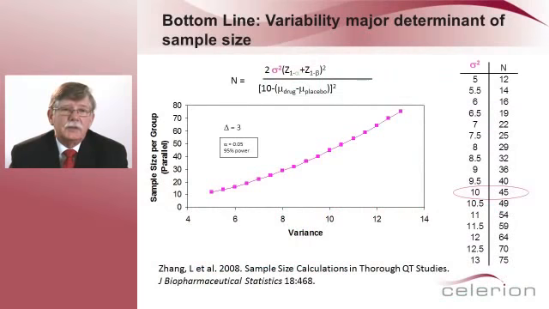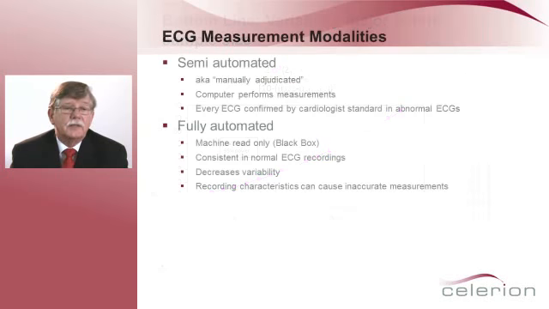The bottom line in your thorough QT study is that variability is a major determinant of sample size. As you can see from this graph, as the variability increases, the sample size increases markedly. This diagram is a typical study setup with a determination of drug change of approximately 3 milliseconds, alpha 0.05, and a 95% power. Looking at that, if the within subject variability is about 10 milliseconds, that's 45 subjects. You can see if you go down even to 7, it's about 22. So variability is a real key determinant in sample size.